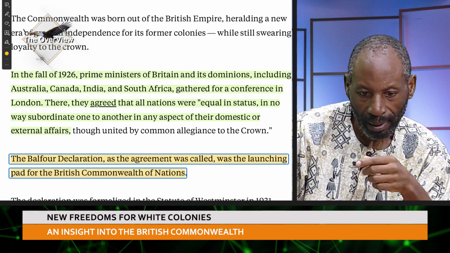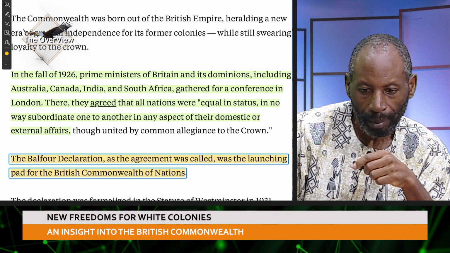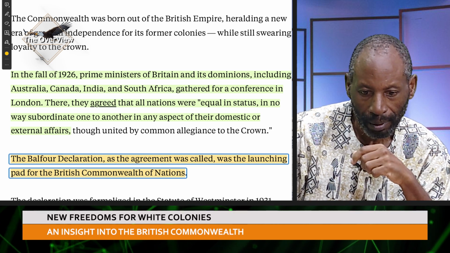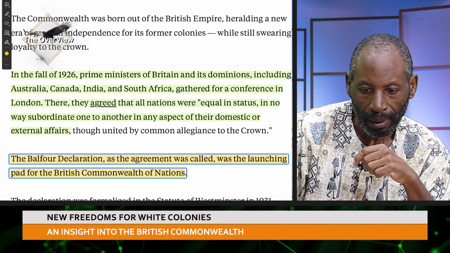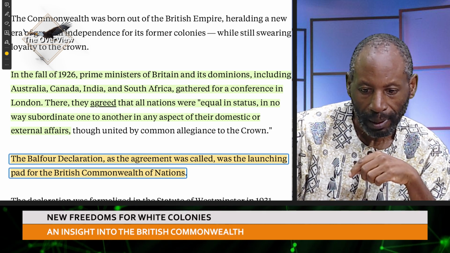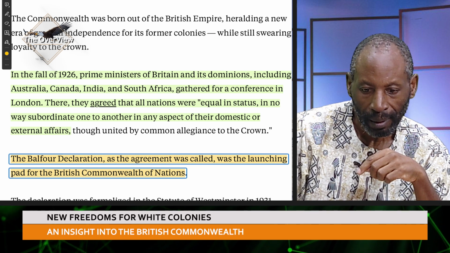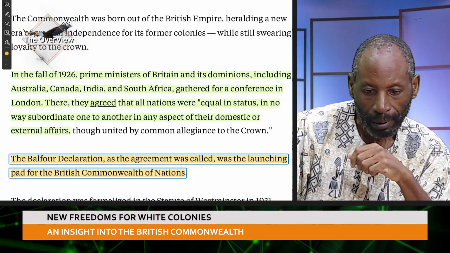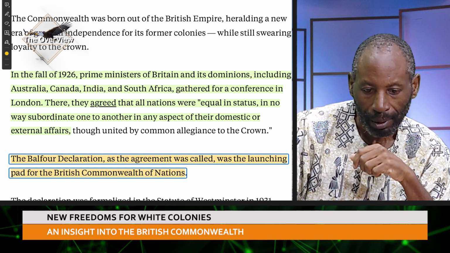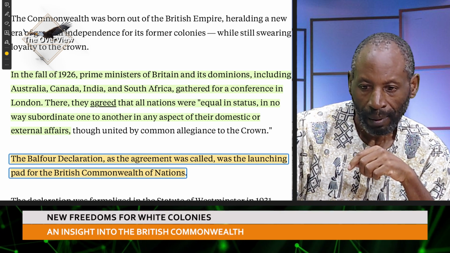So here from the Voices of Colour site, the Commonwealth was born out of the British Empire, as I said. In the fall of 1926, the Prime Ministers of Britain and its dominions, the countries I just mentioned, agreed that all nations were equal in status, in no way subordinate to one another in any aspect of domestic or external affairs. Thus these territories, not the African and Asian territories, because they had not yet joined the Commonwealth. Then it mentions here the Balfour Declaration, as the agreement was called, was the launching pad for the British Commonwealth of Nations. So this Colonial Declaration, which was used to form the State of Israel, also played a role in the formation of the British Commonwealth.